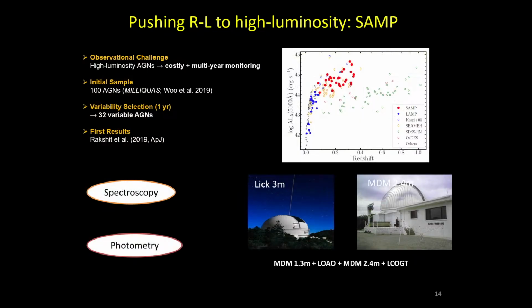For spectroscopy we used the LEAK 3 meter telescope and the MDM 2.4 meter telescope. For photometry we use small telescopes like the 1.3 meter LOAO, MDM 2.4 and LCOGT. The monitoring duration is about 6 years. Every week we observe for one night all these 32 objects whenever they are visible, and every 3 weeks we take one night for spectroscopy.